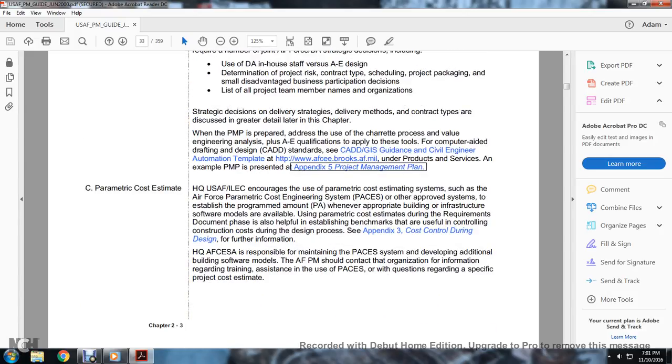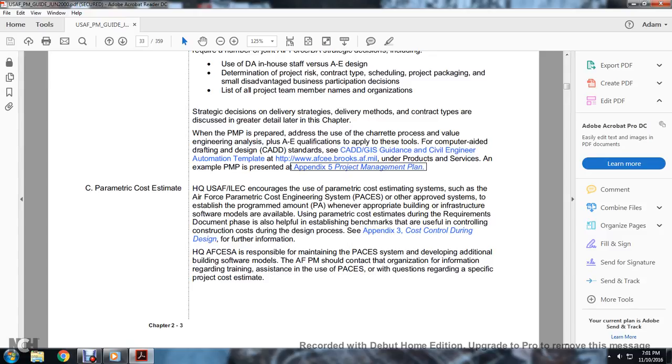See parametric cost estimate. The Headquarters of U.S. Air Force Engineering Command encourages the use of a parametric cost estimating system, such as the Air Force Parametric Cost Engineering System or another approved system that establishes the program amount whenever the appropriate building and infrastructure software models are available. Using parametric cost estimates during the requirements documentation phase is also helpful in establishing benchmarks that are useful in controlling the construction cost during the design process. See Appendix 3, cost control during design, for further information.